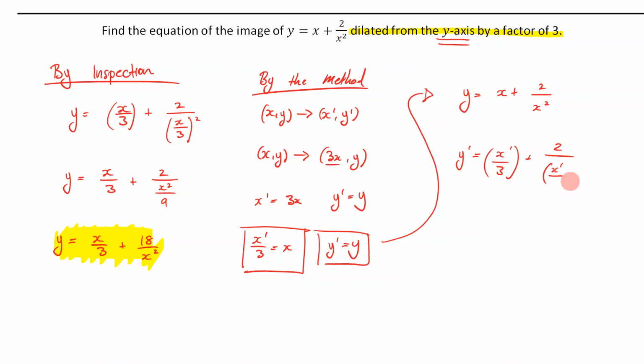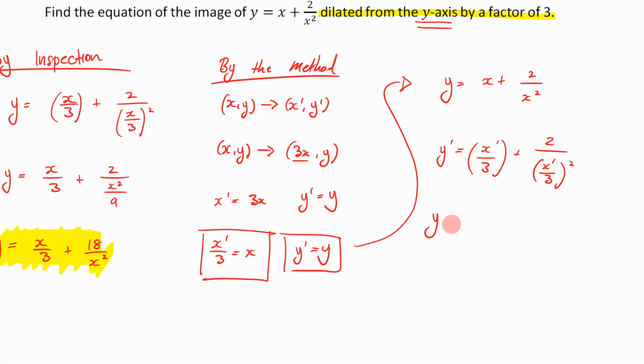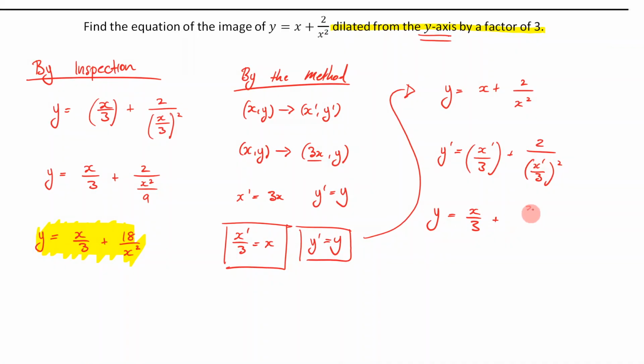This is (x'/3) squared. Then I'm going to get y. I'm going to drop the dashes now and just clean it up. So (x/3 + 2) on x²/9, which is the same as x/3 + 9 times 2 is 18 on x². Whoa. Perfect. That's our answer. And as you can see, that's the same as what we got over here.